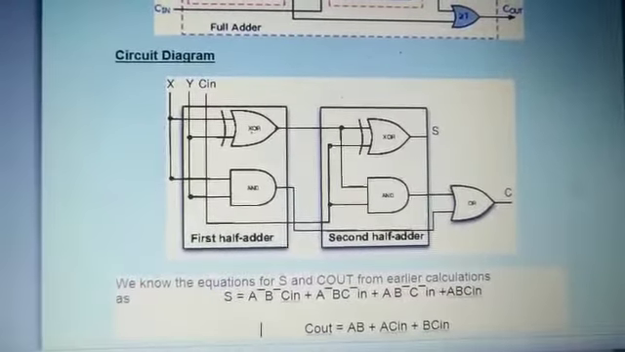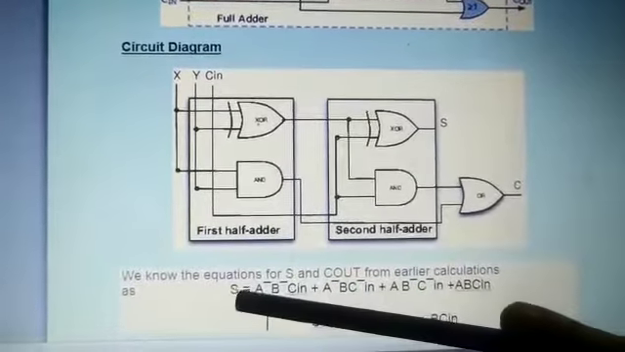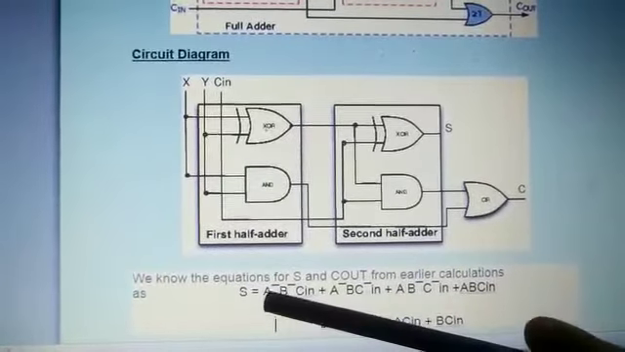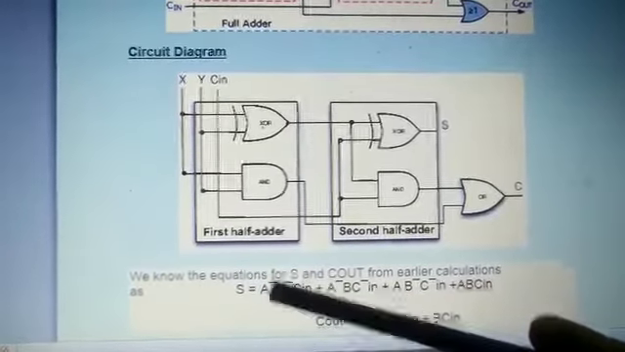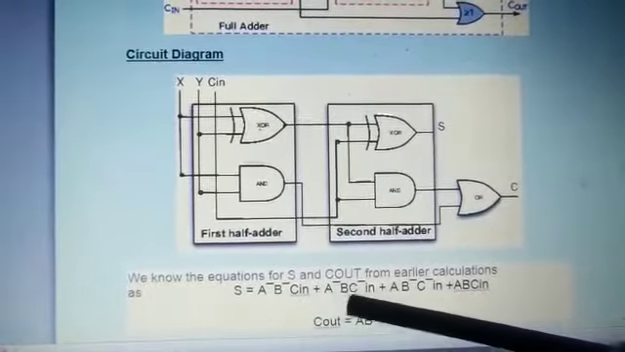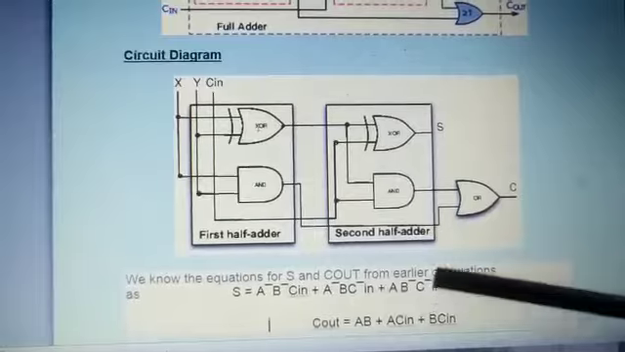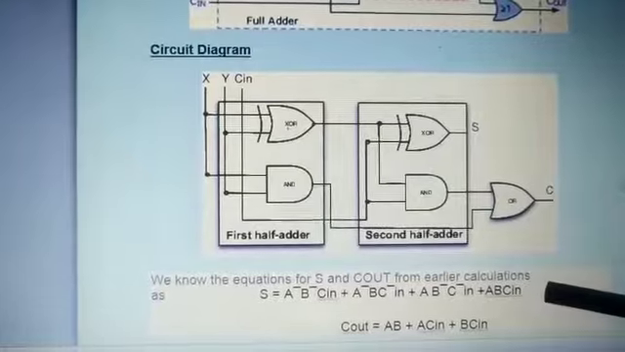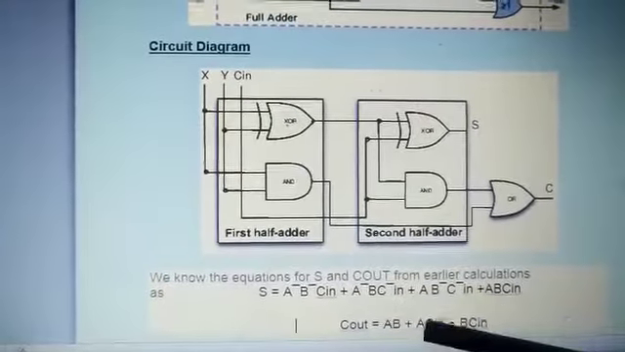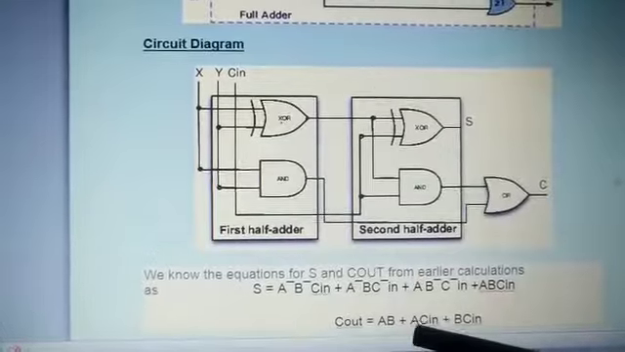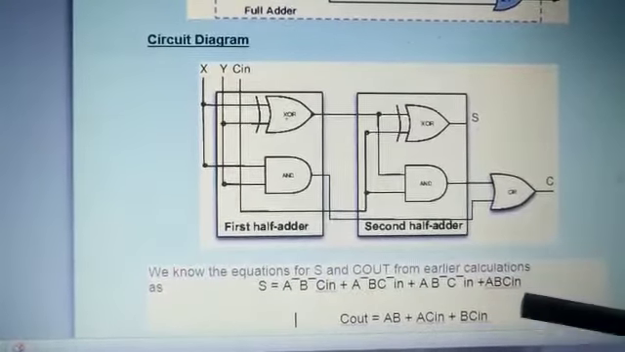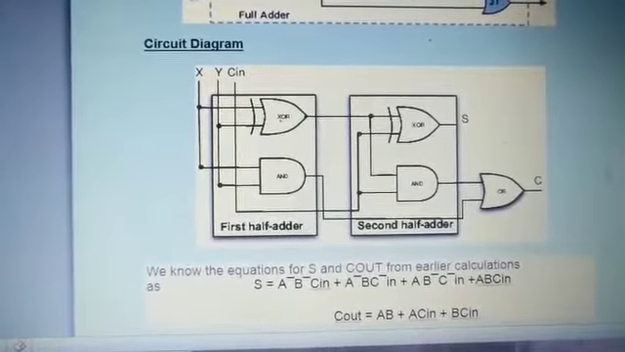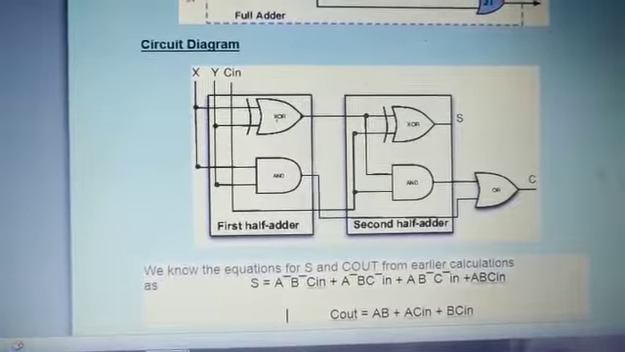Now how do we get the final sum and carry output using the half adder? Previously we have seen that the sum output of the adder is A bar B bar C in plus A bar B C bar in plus A B bar C bar in plus A B C in. This is what we get from the expression. And the carry output we get is AB plus A C in plus B C in. So we are using two half adders, and we will see how this expression leads to the full adder expression.